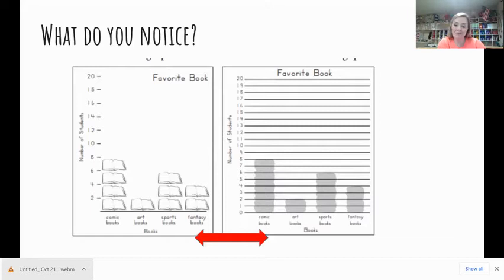Now look at the bottom. What do you notice about these? So the bottom has labels, and each of the labels at the bottom represent the type of books. So we have comic books, art books, sports books, and fantasy books. This is on the x-axis. X-axis goes across.